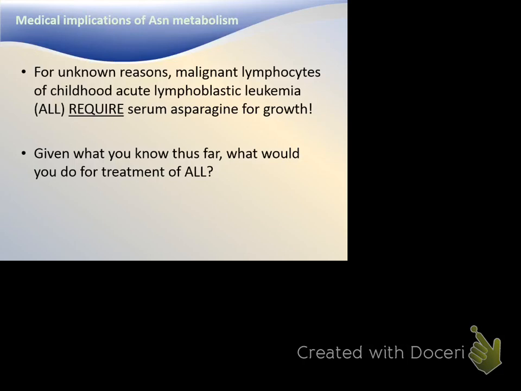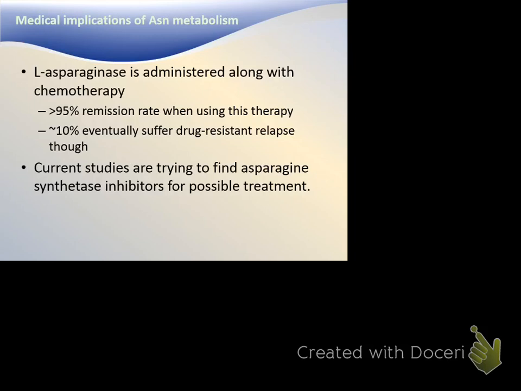Asparaginase. And actually, they've done asparaginase along with the chemotherapy, and it has more than a 95% remission rate whenever this is done in conjunction. Okay? And only about 10% actually suffer drug resistance. And they are looking at asparagine synthetase inhibitors for possible treatment as well. And so that way you can try to combat it on all sides, hopefully.